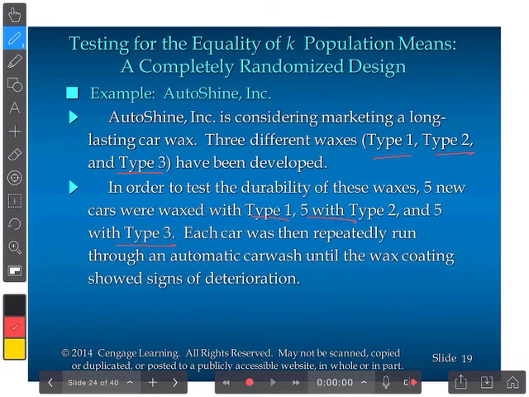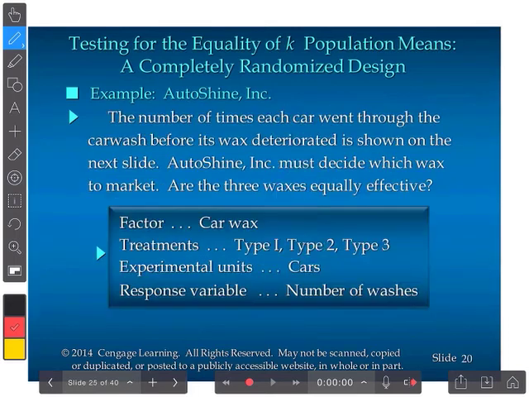So they made this test or experiment balanced. That means that they use the same sample size in each of them, but with a randomized design, you do not have to have all the sample sizes the same. So the data looks like this.